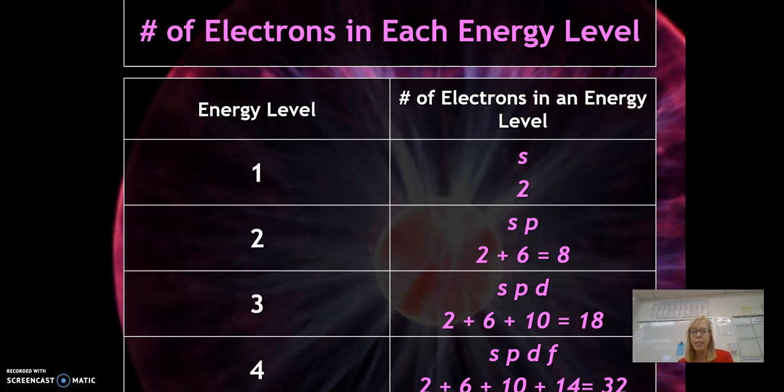On the unit test for this, there is a question that talks about an energy level and how many electrons will be in that energy level. So you might want to star or highlight this chart on your notes because you will see it again.